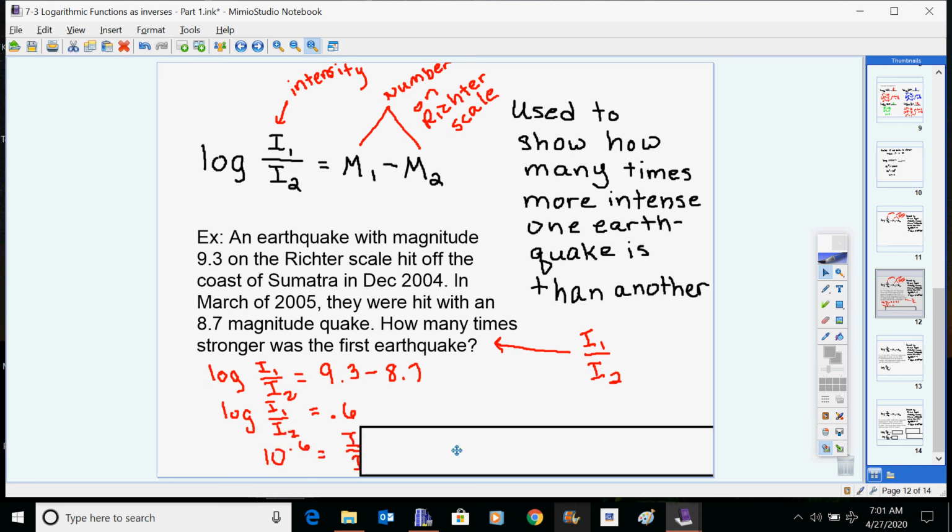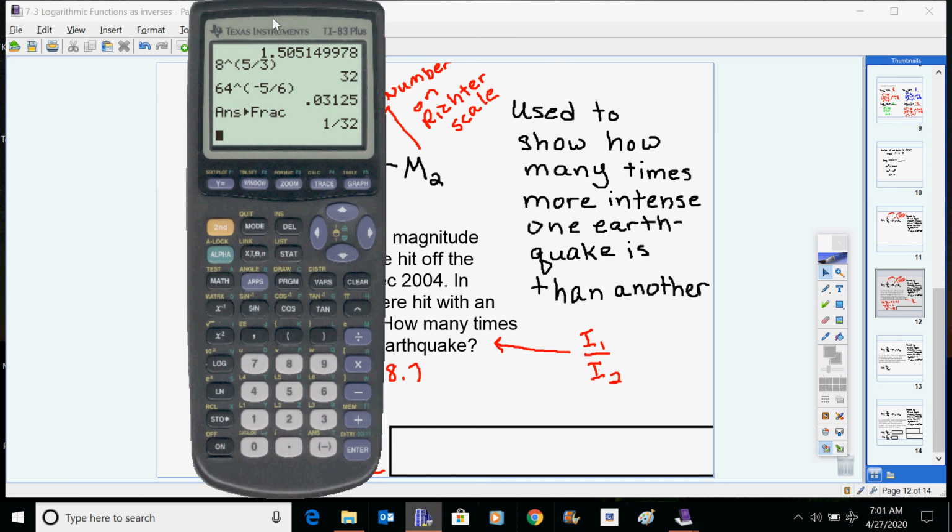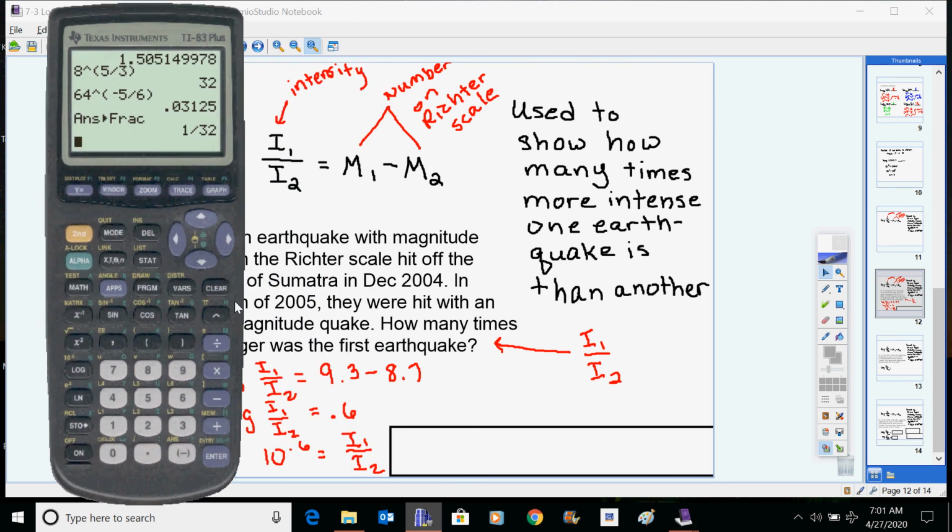Okay, 10 to the 0.6 power is going to equal I1 over I2, just like our setup that we did before. Because you've got your base 10 to this power, base to the exponent power equals this. And this is going to give us how many times stronger the one earthquake was than the other. 10 to the 0.6 power. So you could theoretically attempt to do that by hand, but let's do it this way. 10 to the 0.6 power.